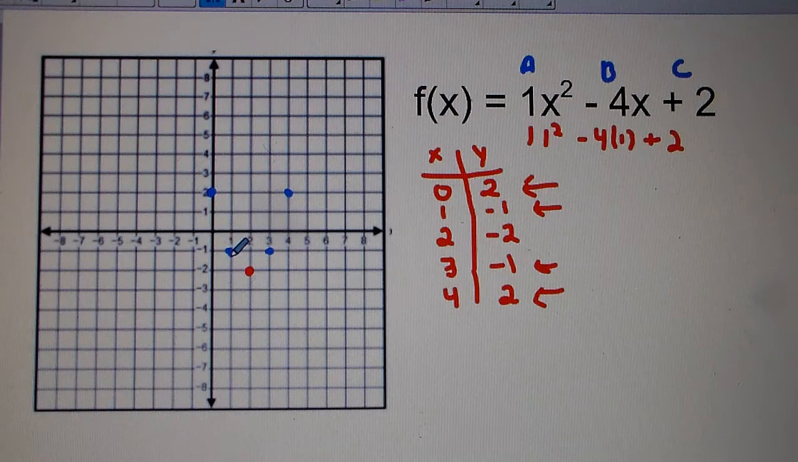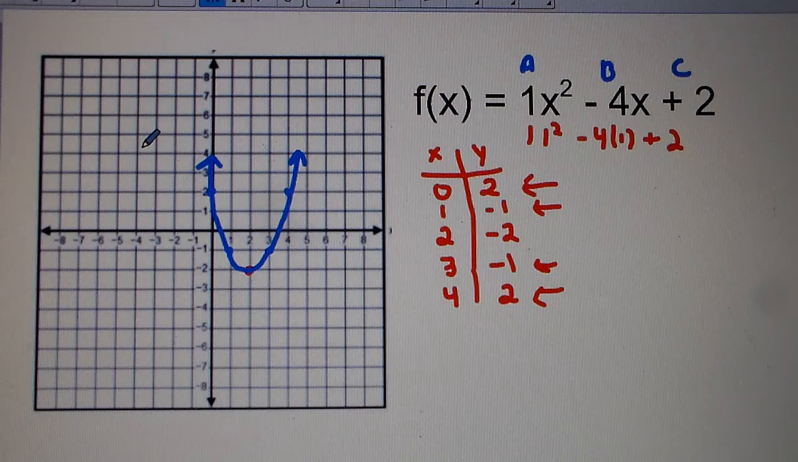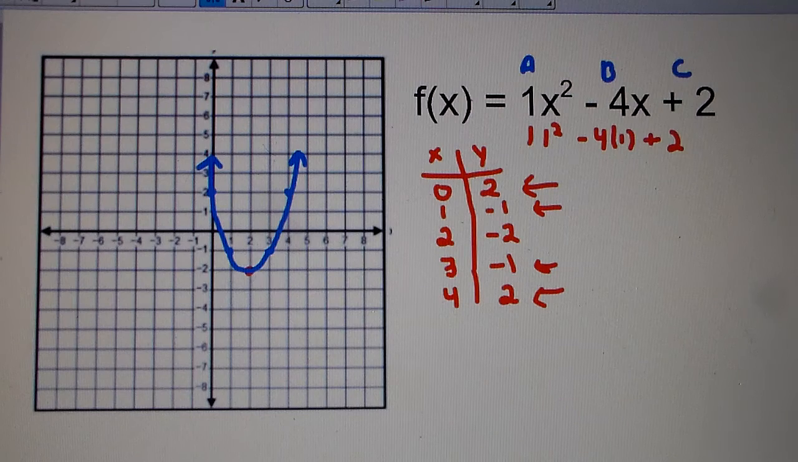Now you want to connect it and round it out a little bit, the vertex, as much as you can. So you make a little shape of a U. Put a little arrow on each end. And we successfully graphed that quadratic equation on the graph. Let's do another one.